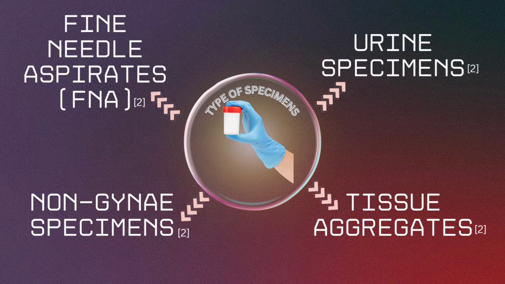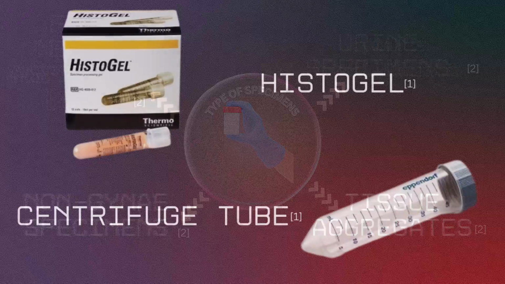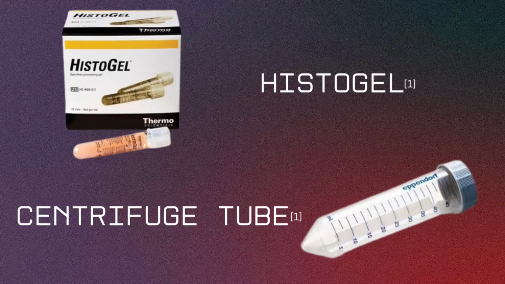Assalamualaikum. My name is Nu'aim Fahana and I will present about the type of specimen. The first one is fine needle aspiration FNAC, where cells can be easily lost during processing. The next one is urine specimen, where many urine specimens are hypocellular. The next one is non-gynae specimen, which has variable cellularity, and the last one is tissue aggregate, which is at risk of loss during processing. Next, we go to the materials needed in the histogel method.